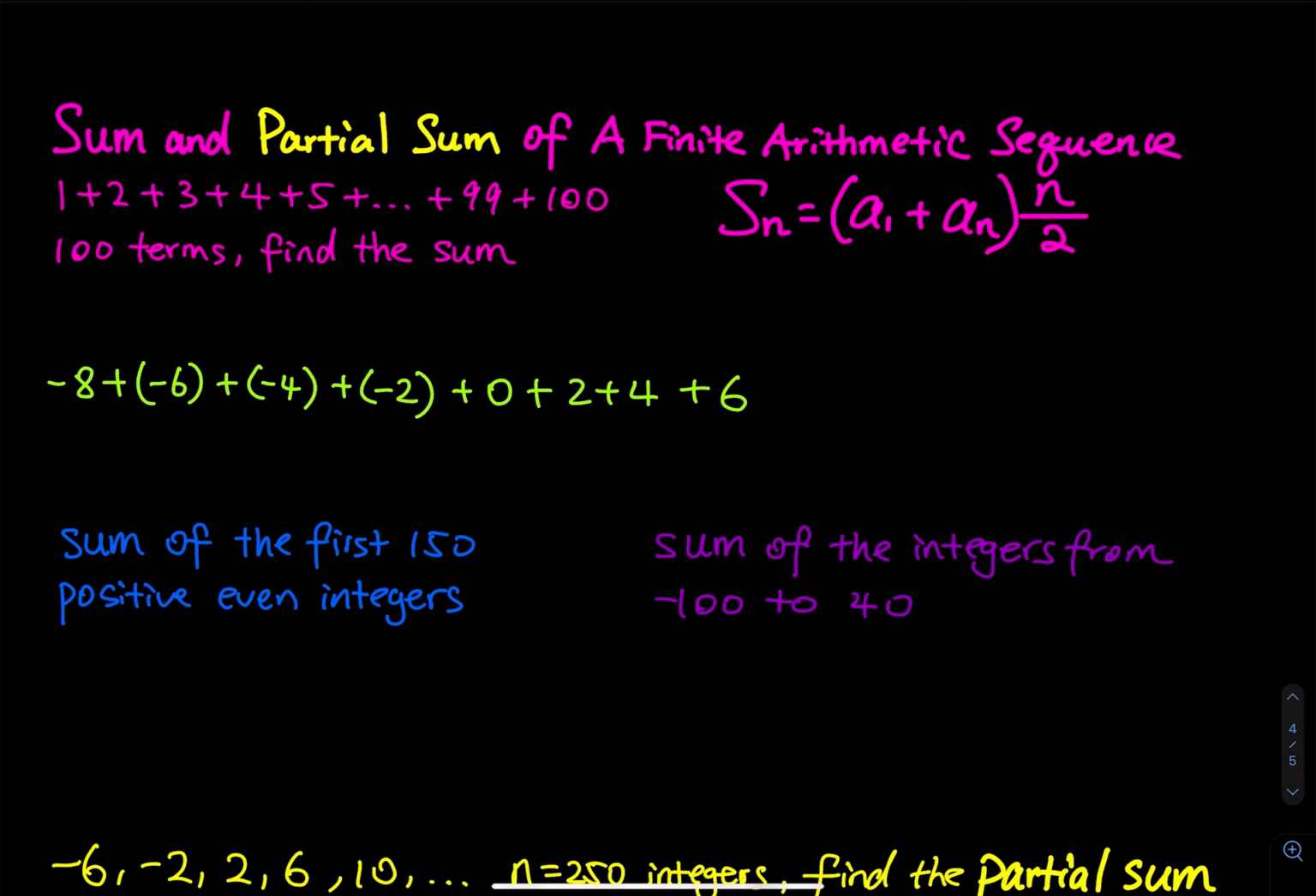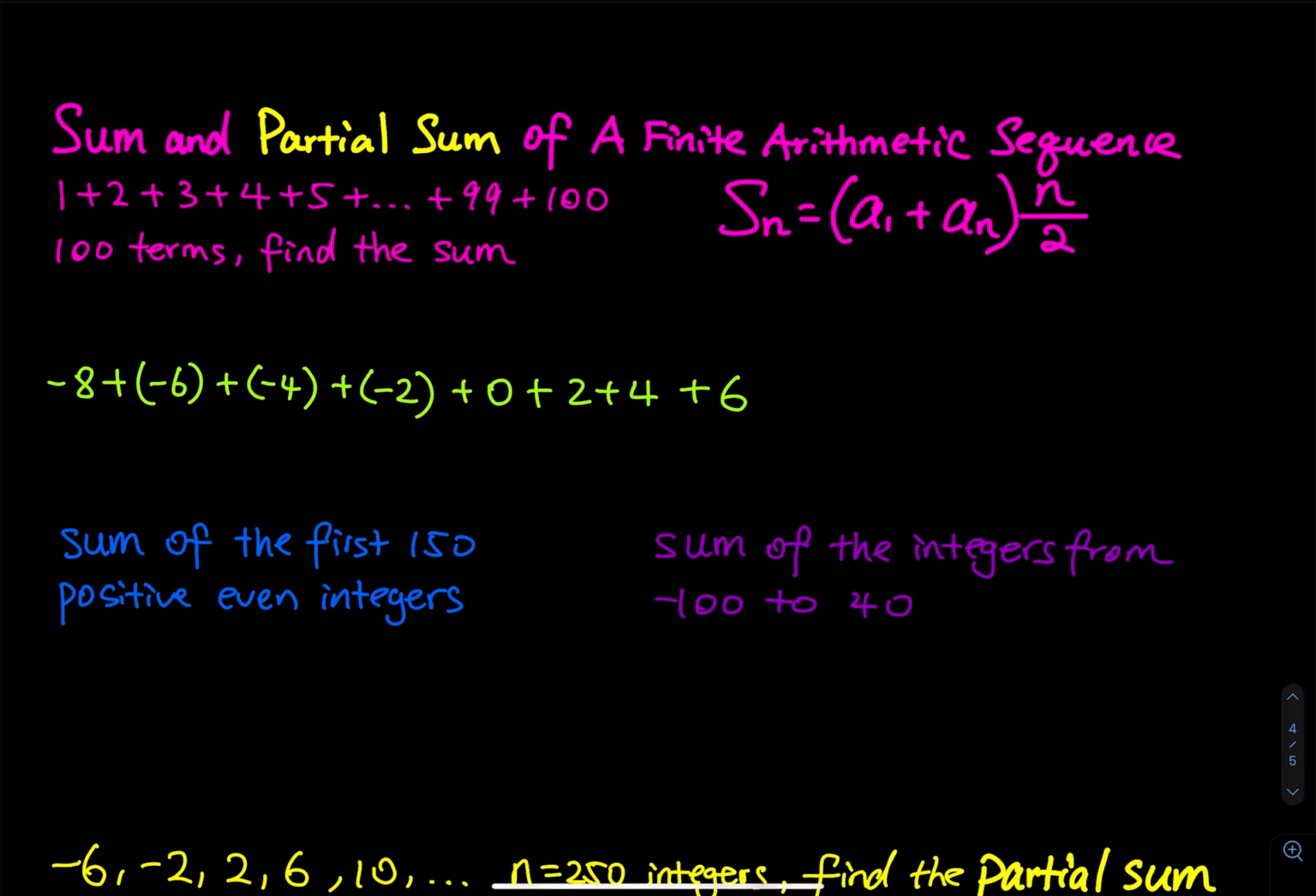But today I want to show you how to use this formula to find the sum. So the S of n, S stands for sum, n is the number of terms. You add the first term and the last term, and you multiply by the number of terms divided by 2 to get the sum.